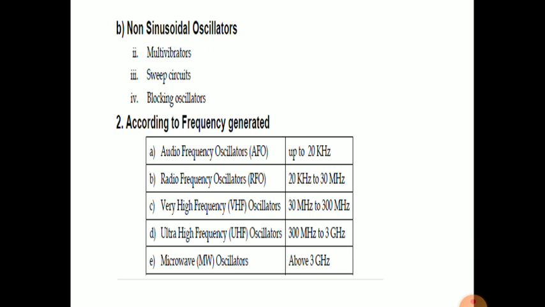And according to the frequency generated, up to 20 kHz is audio frequency, 20 kHz to 30 megahertz is radio frequency, above 30 megahertz to 300 megahertz is very high frequency, and 300 megahertz to 3 gigahertz is ultra high frequency, and microwave oscillators are above 3 gigahertz.